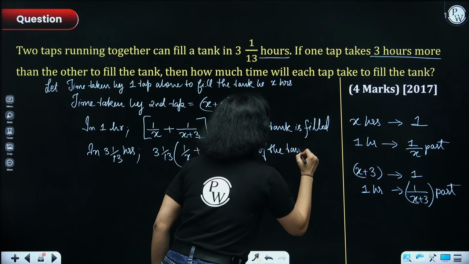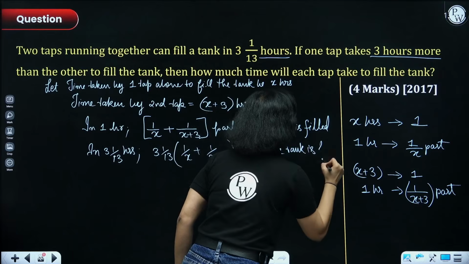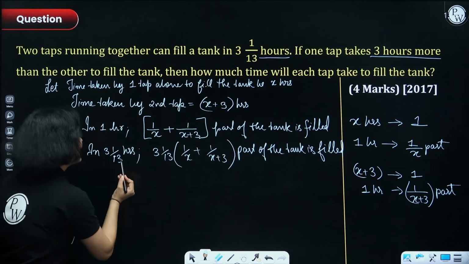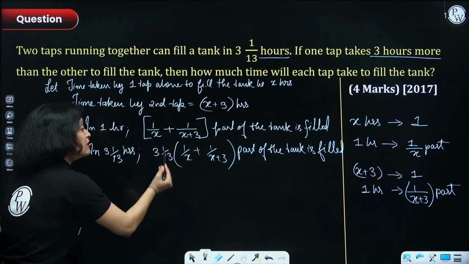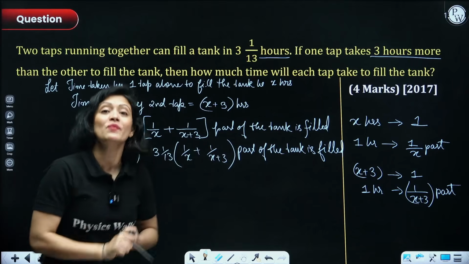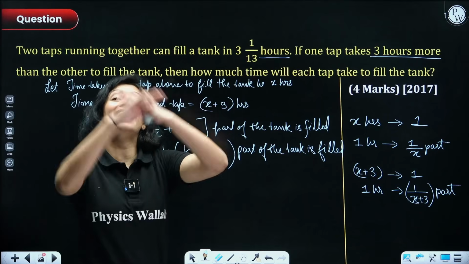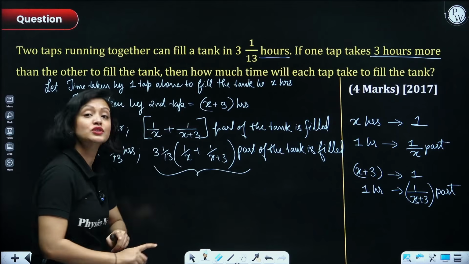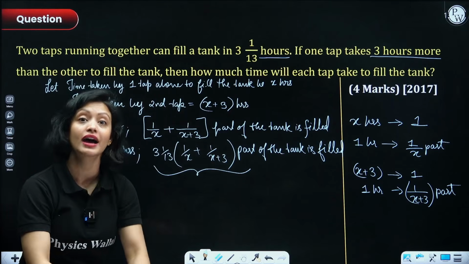I am using the unitary method, that's it. If in 1 hour this part of the tank is filled, then in 1/13 hours, 1/13 multiplied with this part of the tank will be filled. But we know that in 1/13 hours, the entire tank is being filled. So this part here is equal to one whole, right?